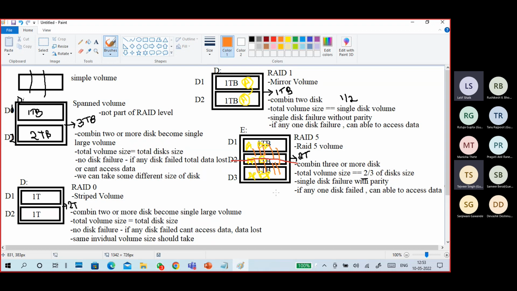2 terabyte, 2 terabyte, 2 terabyte. You get 4 terabytes of volume size. One advantage is, second, because of the parity, data is also written into other disks in the parity format. Now, if one disk fails, we can still access the data. A single disk failure, we can still access the data. Second, if a disk fails, you remove the disk and replace it with a new disk, and it regenerates the data into that disk.